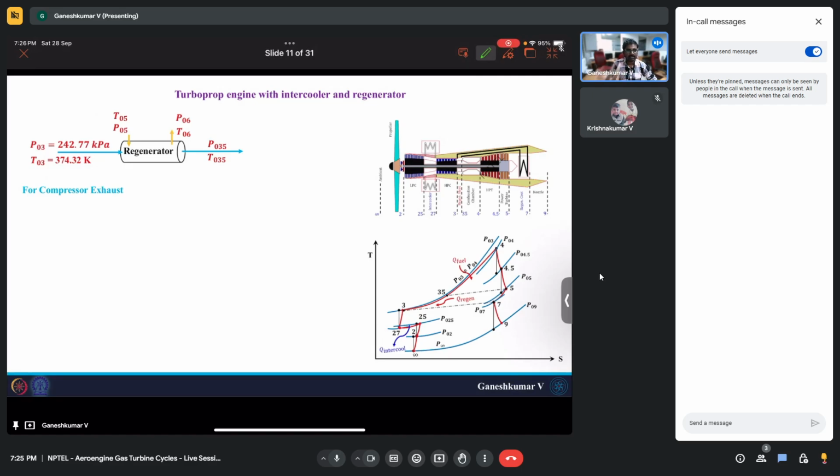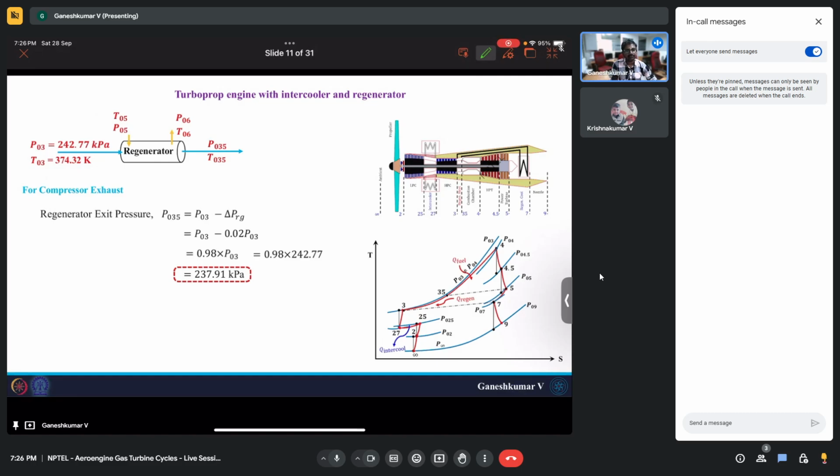So in the regenerator, again, it's a heat exchanger, so it has its effectiveness. We can use that. But before going into that, let's see how the pressure has changed. So we have 2% loss in the pressure. It entered at 242.77 kilopascal, so 2% loss would be something like 237.91 kilopascal. So this is the pressure with which the incoming hot gas from the high pressure compressor is going to exit the regenerator.